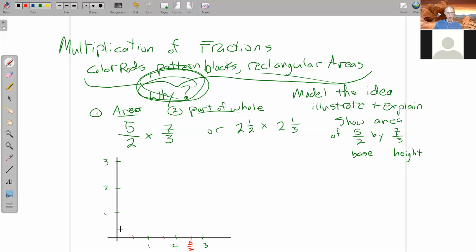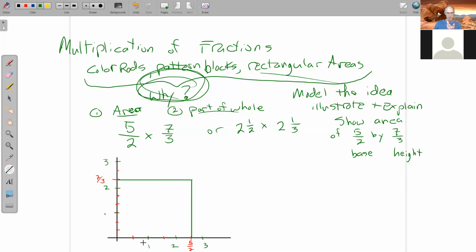Then the height needs to be measured in thirds. Thirds, thirds, thirds. And I want 7 of them. So 1, 2, 3, 4, 5, 6, 7. Right there is my 7th third. Then here is my area. Cross that way. The pen's freaking out again. I just charged it, so it should behave better. To about there, and then up from there. So that's my answer right there. I'm done. Here's my answer.